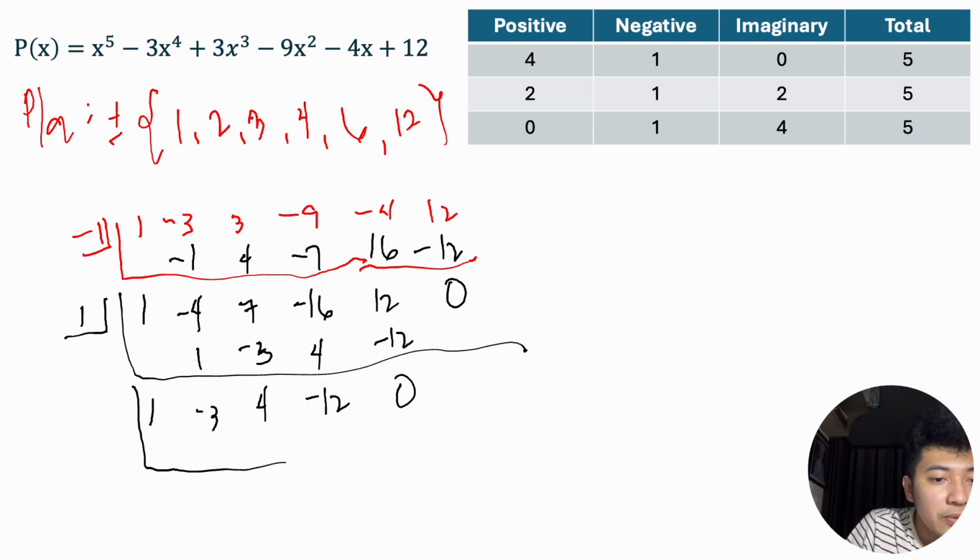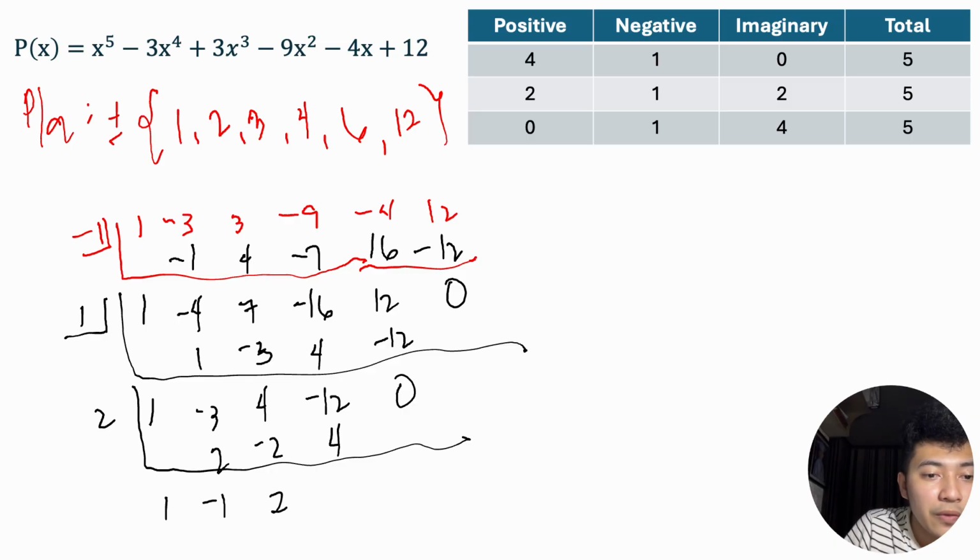So now let's test for positive 2. So 1 times 2 is 2, negative 3 plus 2 is negative 1, negative 1 times 2 is negative 2, 4 plus negative 2 is 2, 2 times 2 is 4, negative 12 plus 4 is negative 8. So hindi siya ang ating root. So papalitan natin yung 2. So let's test for positive 3.